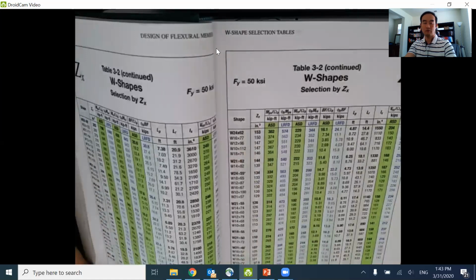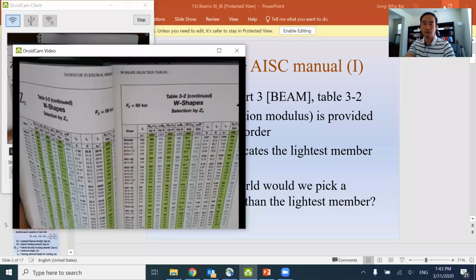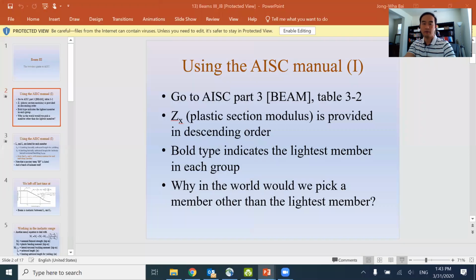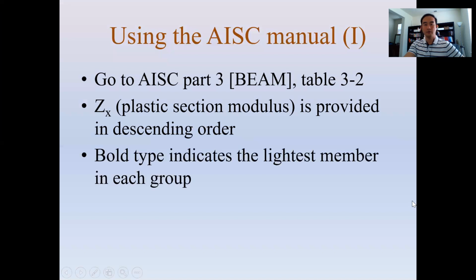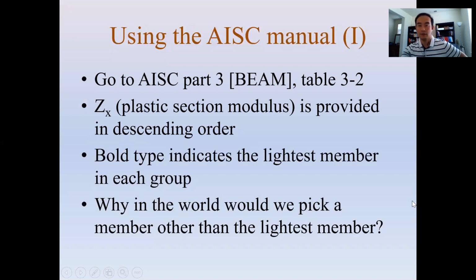So let me go back to the slide and talk a little bit about this table and how we can use it. The Z value is the first one, and I said Table 3-2 is based on the order of Zx value.